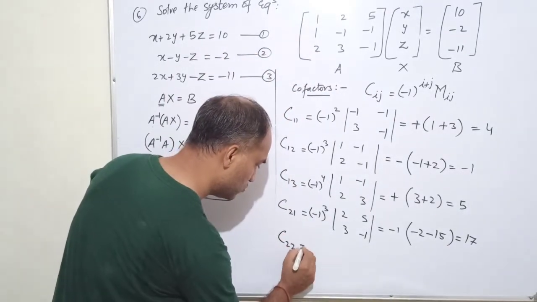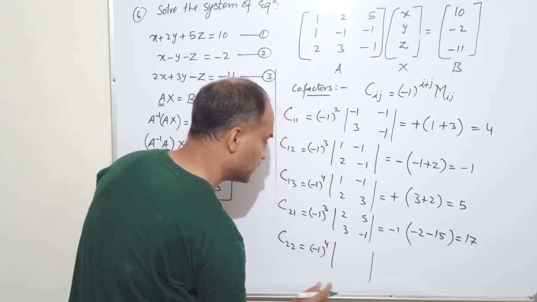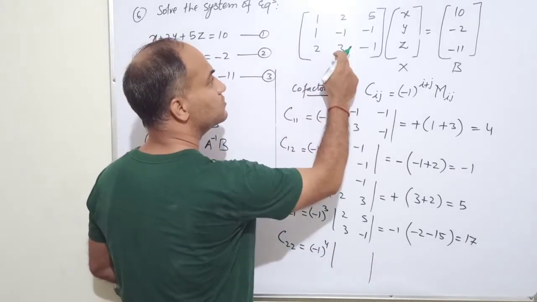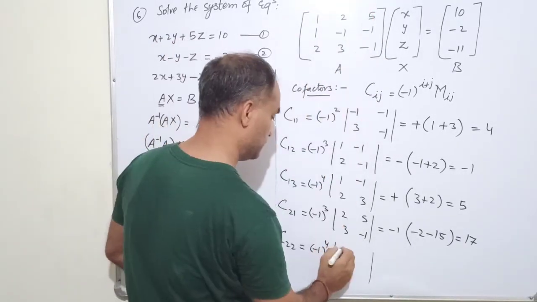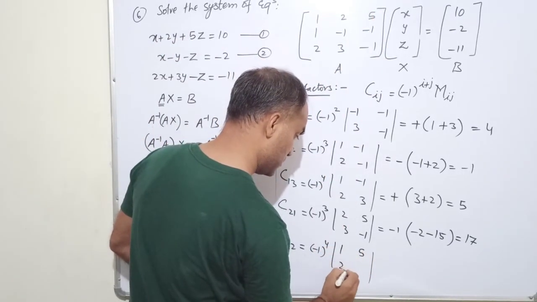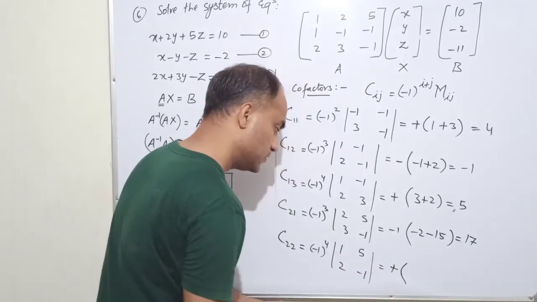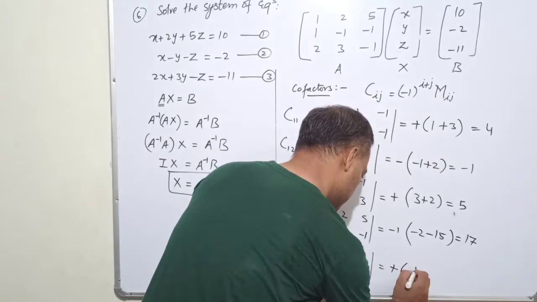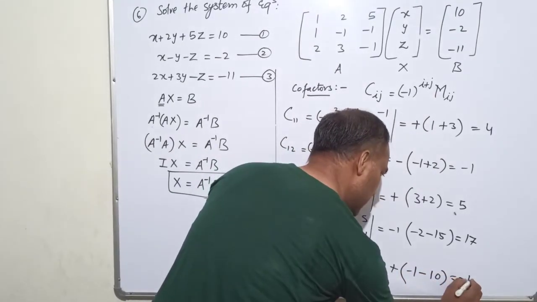C22, minus 1 to the power 4. This element, so we leave these values, so 1, 5, 2, minus 1. This becomes plus minus 1 minus 5 to the 10. So this is minus 11.